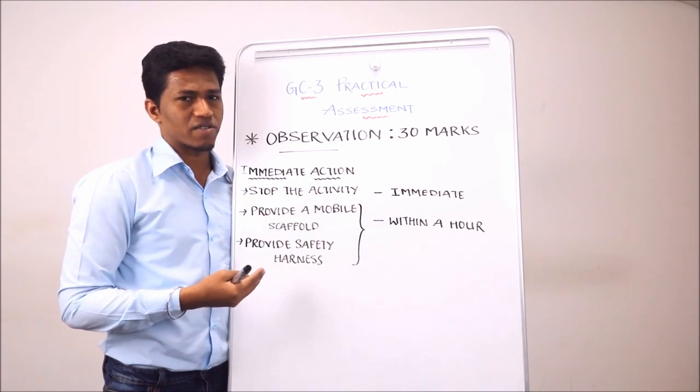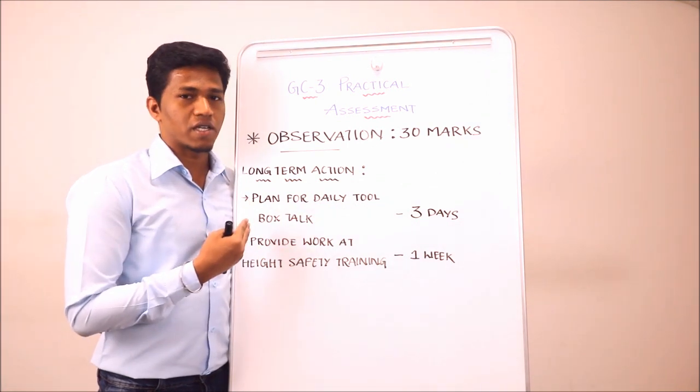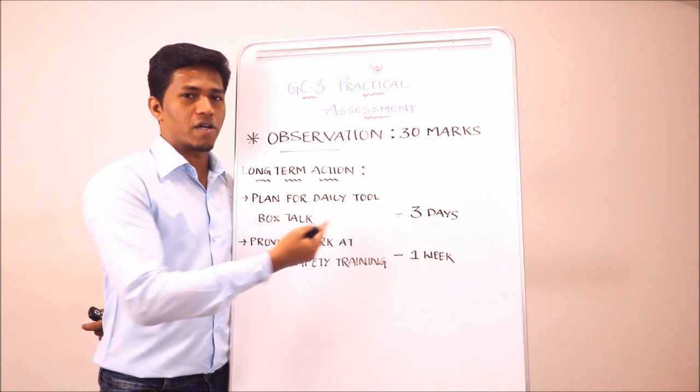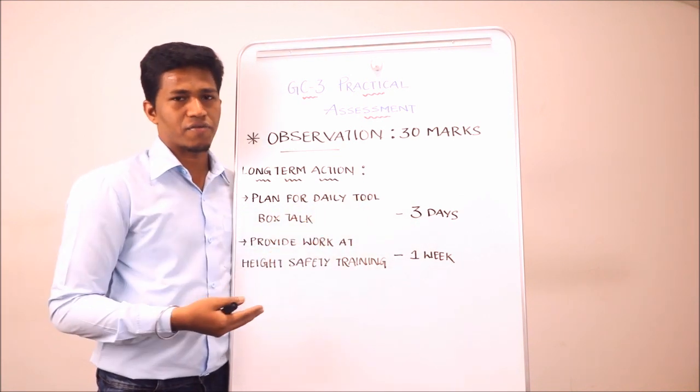We'll see the long-term actions now. The previous was your immediate action. Now we are talking about the long-term action. For the long-term action, I have suggested planning a daily toolbox talk on your work activity, and I've given a time scale of 3 days.